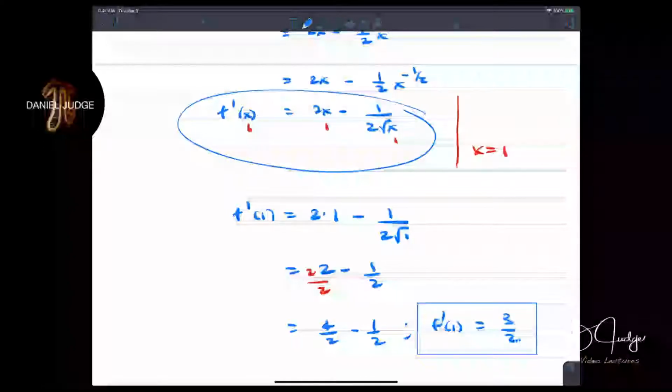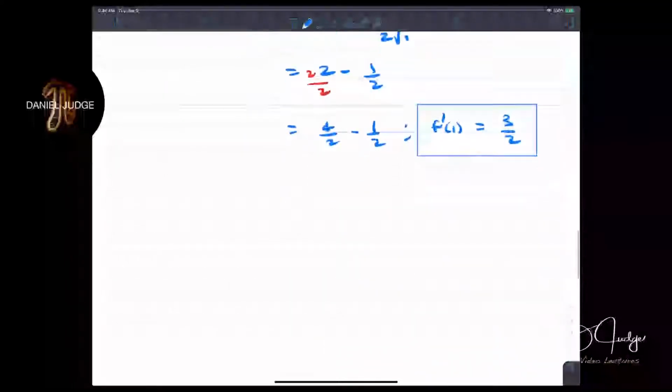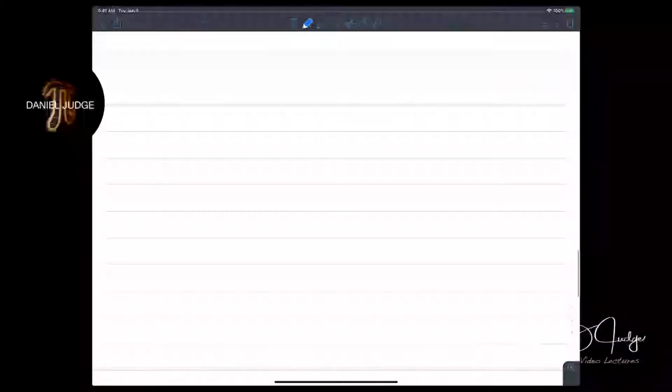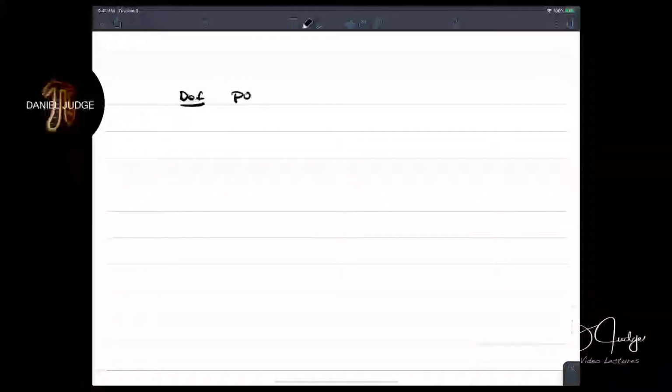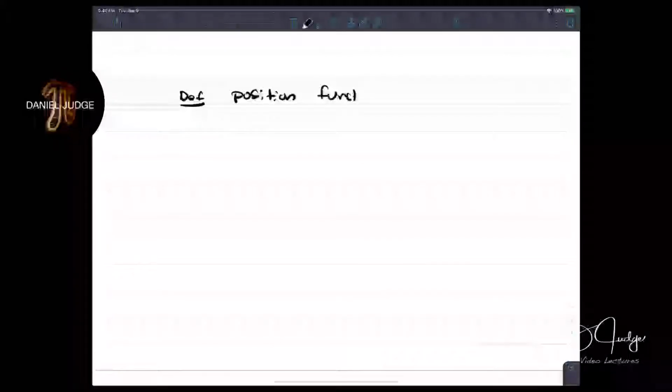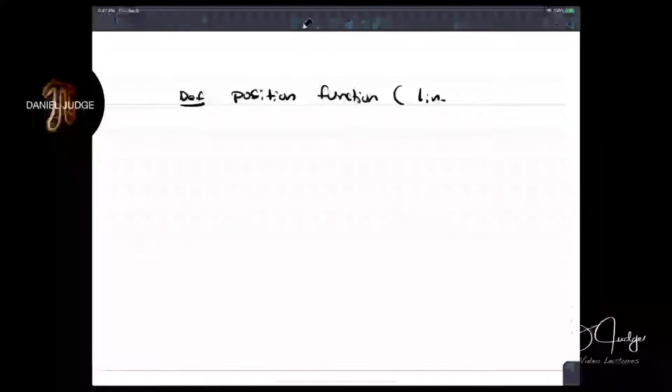Okay, this is instantaneous rate of change. That's the derivative. That's why we've been working with derivatives. So let me switch gears here and give you some more definitions. Here's the definition of what we call a position function. A position function is exactly that, a position function on a line. It could be a vertical or horizontal line.